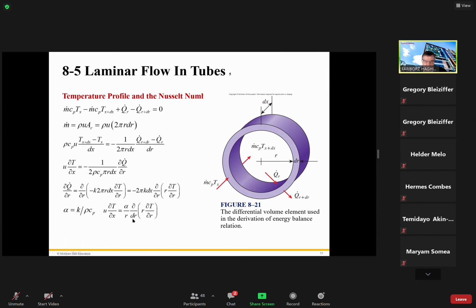Okay. Now, if you look at here, I have one T variable and U variable. I have already an expression that gave me the velocity profile. I can put it in this equation right here, and this equation becomes only a function of R. Therefore, this represents energy by fluid motion, and here represents conduction.